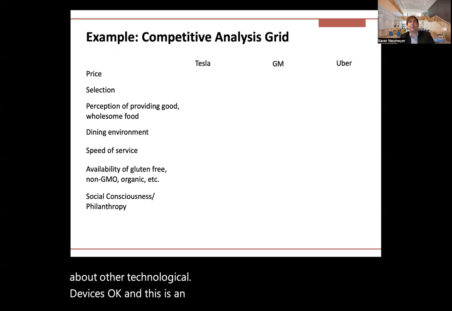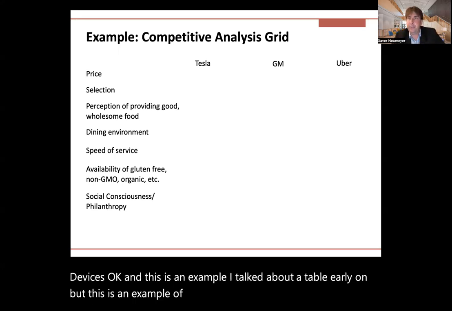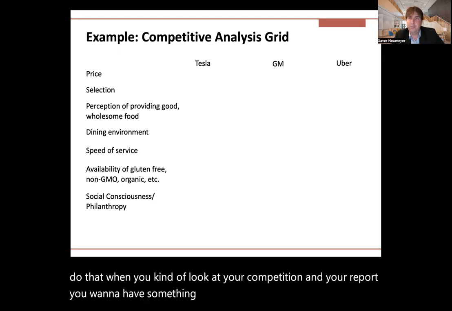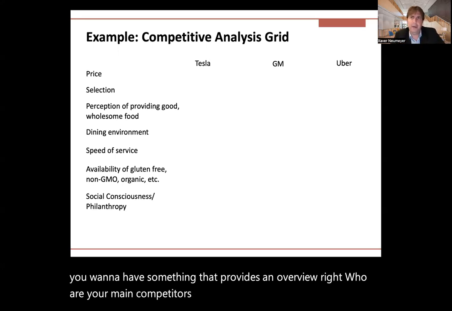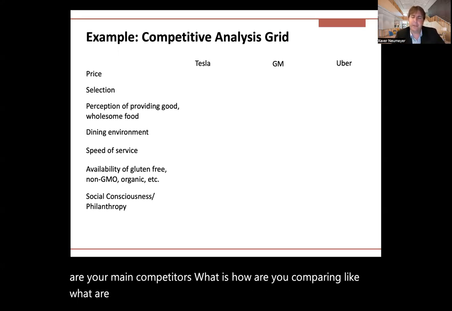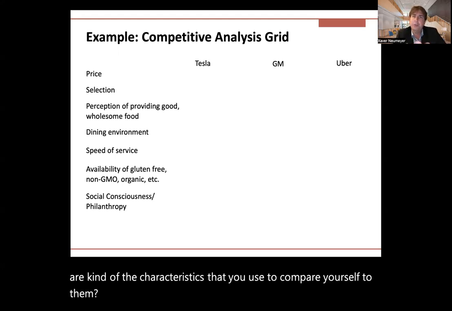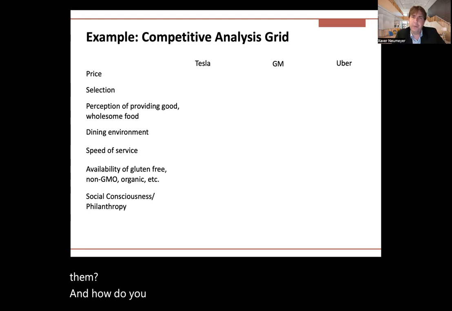Okay, and this is an example. I talked about a table early on, but this is an example of a competitive analysis grid. When you look at your competition in your report, you want to have something that provides an overview. Who are your main competitors? How are you comparing? What are the correct characteristics that you use to compare yourself to them? And how do you rank yourself on these?